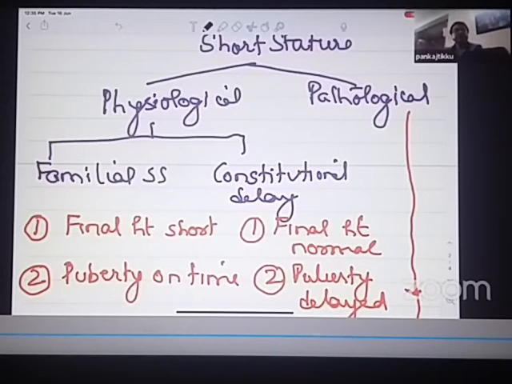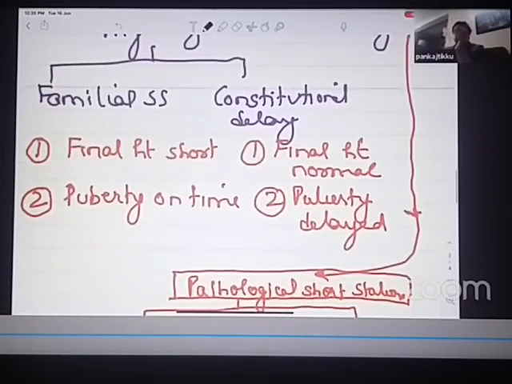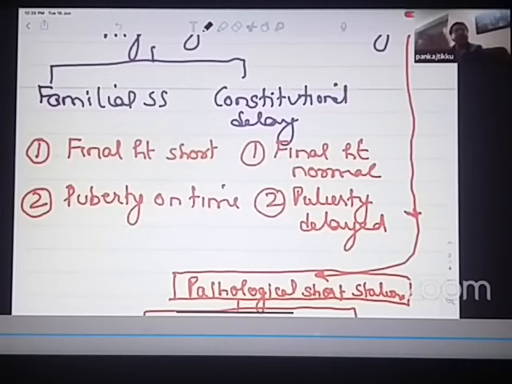Now, what are the differences between a familial short stature and constitutional delay? In a familial short stature, the final height is usually always short because the parents' height was short. But in a constitutional delay, the final height is usually normal. Second difference between them, in a familial short stature, puberty always comes on time. This is very, very important for your FMG exams. Which type of normal variant short stature, puberty always comes on time? It is a familial short stature. Which type of normal variant short stature or physiological short stature, puberty is delayed? It is a constitutional delay.